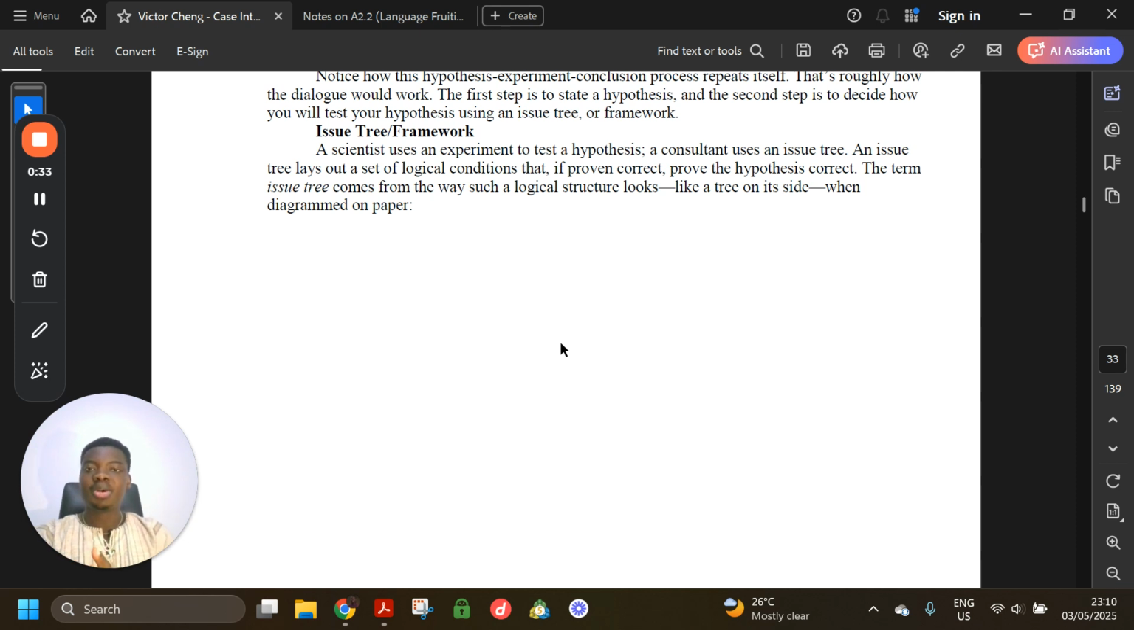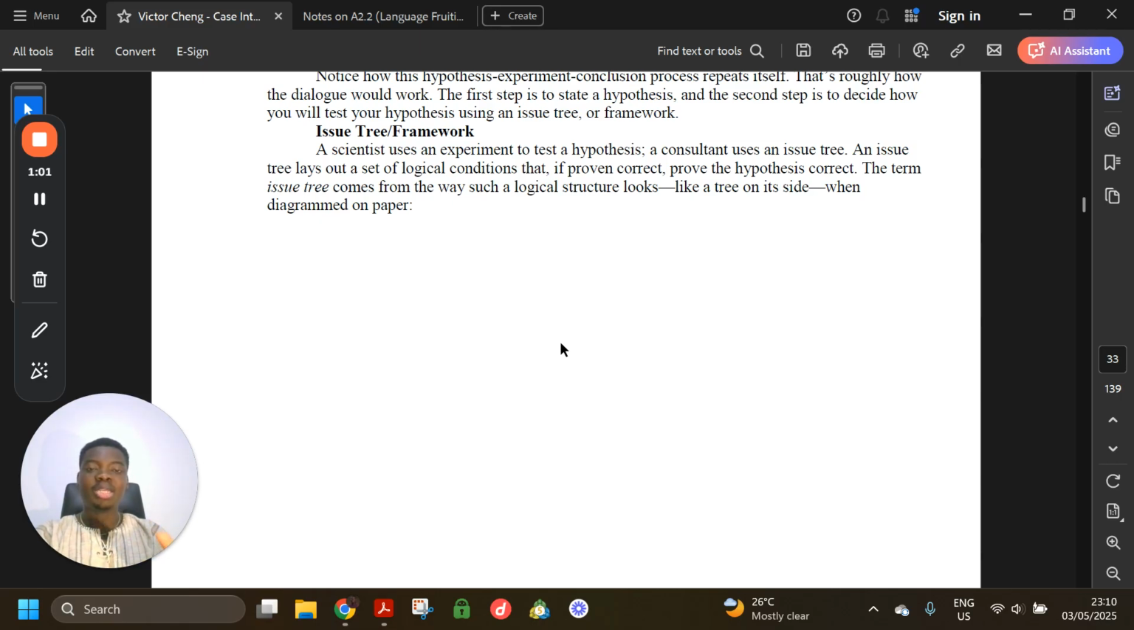Remember when I was speaking about the hypothesis? A hypothesis only makes sense when you proceed to the next step of experimenting or proving it. And that's what the issue tree is useful for. The issue tree is a set of logical conditions that says if this hypothesis is to be true, then condition 1 should be true and condition 2 should be true, etc.